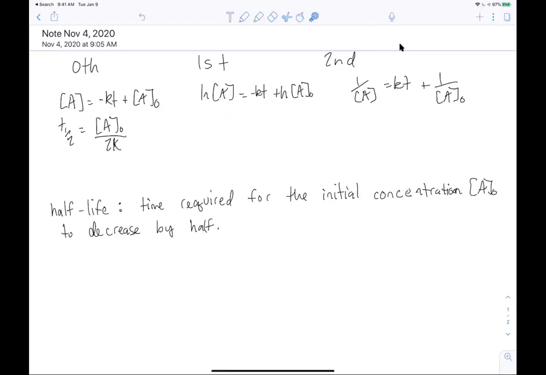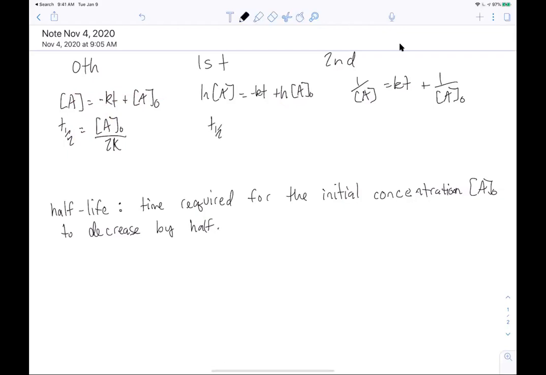Before I write out the other ones, what you'll notice here is that we're taking time and relating it to the initial concentration. This expression of the half-life is really just a re-expression of the integrated rate law, just talking about it in a very specific way. And we'll look at when that's useful.